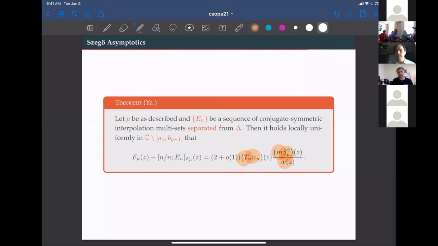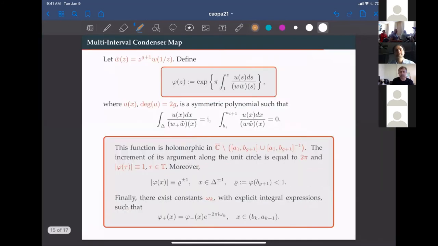Finally, what's going to happen if I'm going to do the rational approximants, L2 best? Again, I introduce my reflected W, my square root, so W1 over Z multiplied now by Z to the G plus 1. I construct my function phi, which is again the integral of a certain polynomial U_S divided by W W tilde, where U_S is a symmetric polynomial of degree 2G, chosen so that integrals over the gaps are equal to 0, and the integral on delta is equal to i.